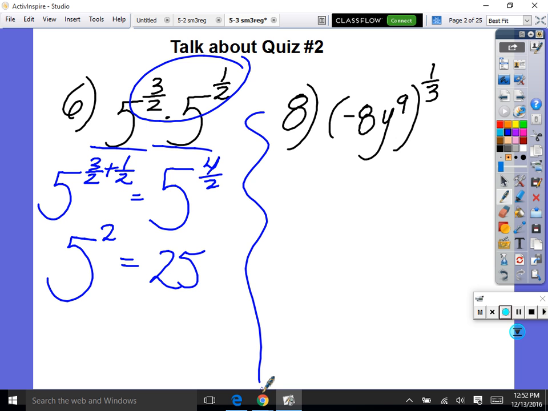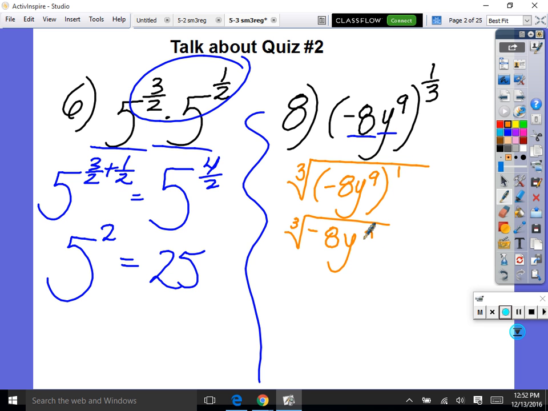On this one, we could think of it a few different ways. We could say, aren't we raising that and that to the 1/3 power? So we could do that. I just personally chose to say, okay, I'm going to rewrite rational exponents as a radical in this one. So this is the cube root, correct, of negative 8y to the 9th, and then all to the 1st. So that's the cube root of negative 8y to the 9th.